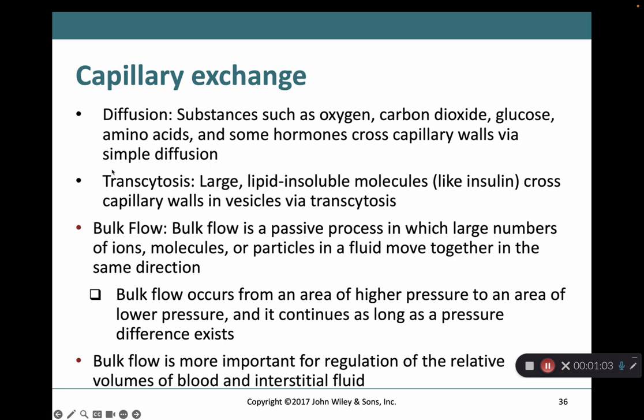Bulk flow is another passive process, similar to diffusion, which is also a passive process. This is where a large number of things like ions, molecules, or things found in fluids can move together in the same direction across the capillary. This happens from an area of higher pressure to an area of lower pressure, and as long as that pressure difference exists, it's going to keep occurring.